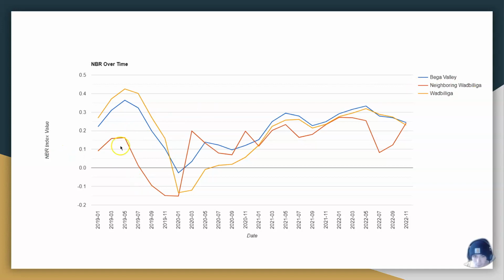That neighboring area once again is hit by the drought really hard and then isn't really hit too much by the fires. Like there's a slight decrease, but it's not a ton. And especially compared to Vega Valley and Wadbilliga, Wadbilliga again starts higher, and then once it's hit by fires, it really drops in NBR. Same with Vega, and then Wadbilliga is lower than Vega Valley as a whole. But then they all slowly, steadily decrease.